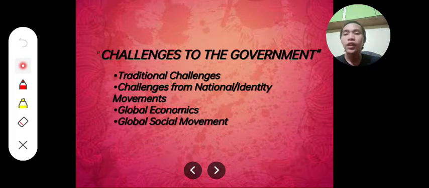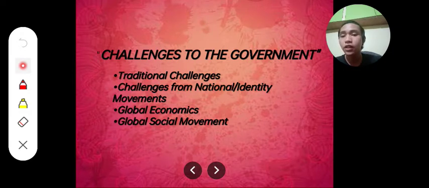And also, there are four challenges to the government, namely traditional challenges. These traditional challenges talk about some of the traditions here in the Philippines that are against the rules of the government. I cannot give you the exact example, but there are some traditions that are not obeyed because they are against their tradition. And challenges from national and identity movements.